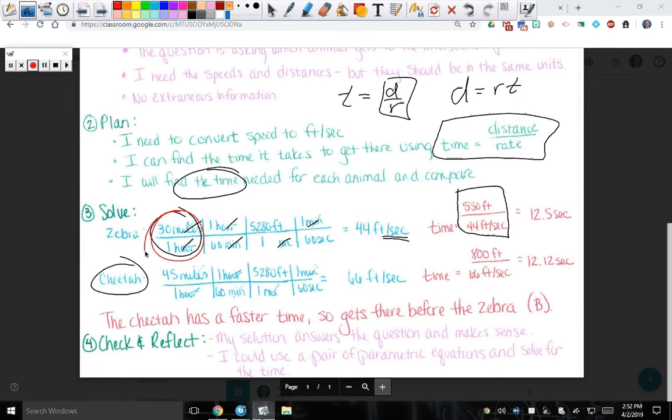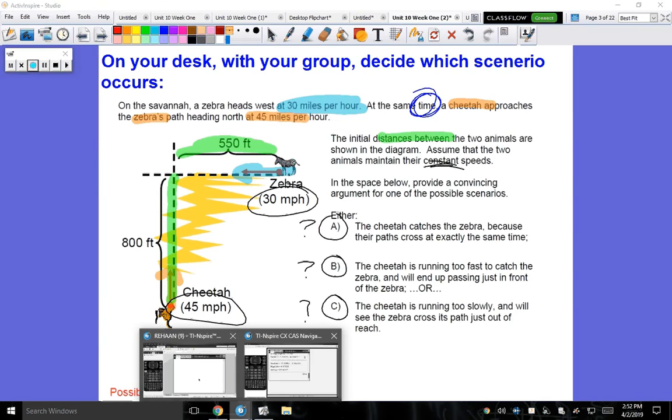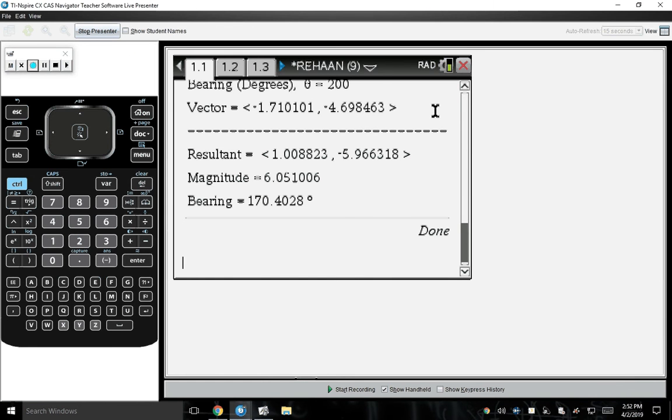30 miles an hour. Let's say that I didn't want to do all that work, but I know how to get it. I'm going to show you right now something that you can use with the calculator that you can use on quizzes and tests. 30 miles an hour I'm going to convert to feet per second.